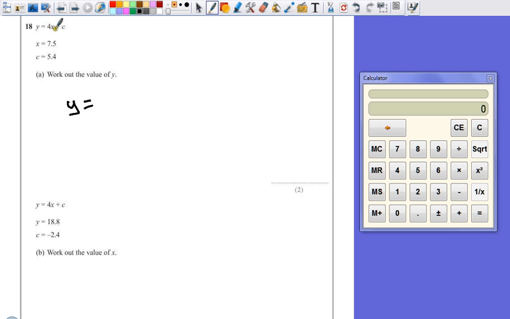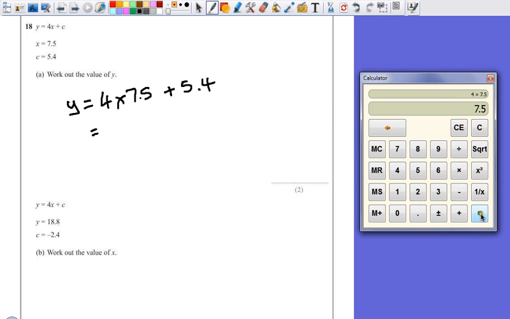Formula says 4x, so 4 x's. And in this case, 4 lots of 7.5. And then we're going to add on c. So we're going to add on 5.4 in this situation. So 4 times 7.5.